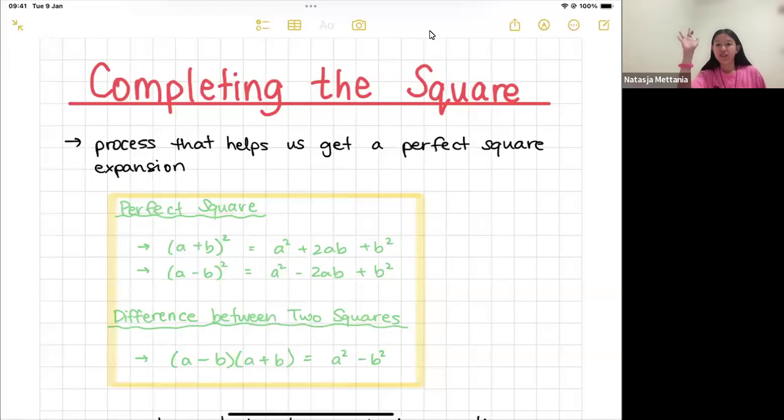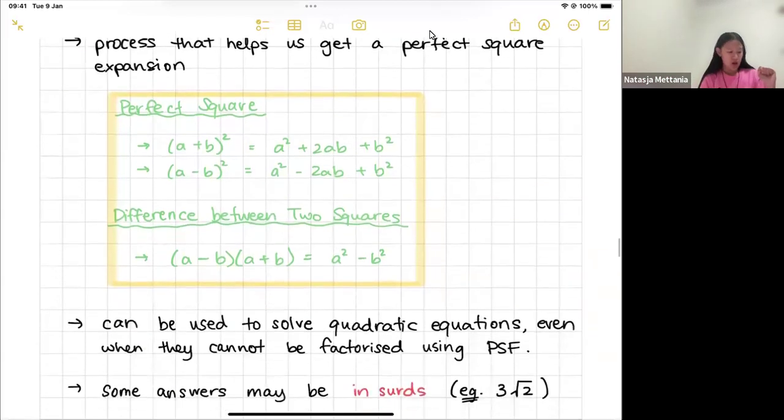Hey everyone. So today we are going to be going through completing the square. Completing the square is basically the process that helps us to get a perfect square expansion. I think you have seen those three formulas on the perfect square expansion in the algebra topic, so I'm not going to go through too much about that.